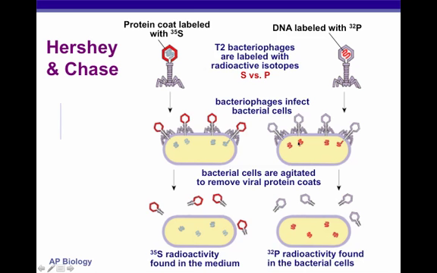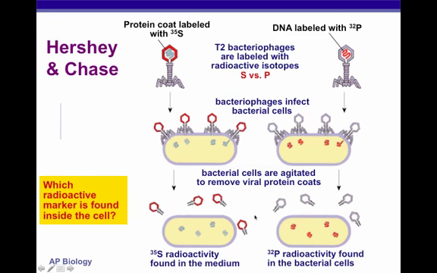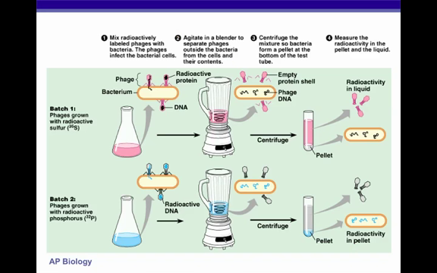The DNA gets inserted into the bacterial cells. And over here we find that the sulfur and the protein is found in the medium, in other words, not in the cells, on the outside, but the phosphorus is found actually in the bacterial cells. So which radioactive marker is found in the cell? It was the phosphorus. Which molecule carries viral genetic info? Has to be DNA then.